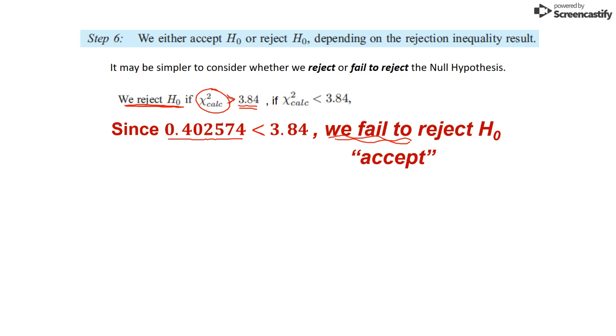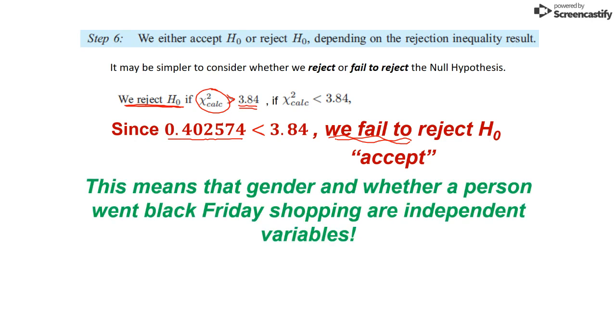So we accept the null hypothesis, which for us means that gender and whether or not a person went Black Friday shopping are independent variables. Again, we can be 95% certain that those results are accurate.